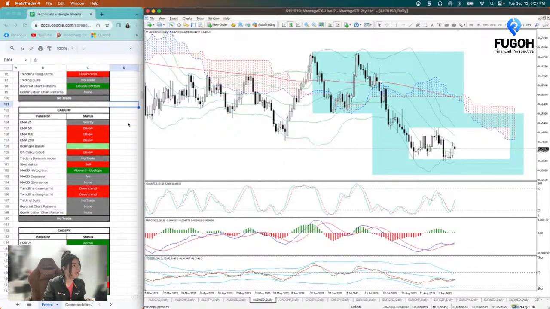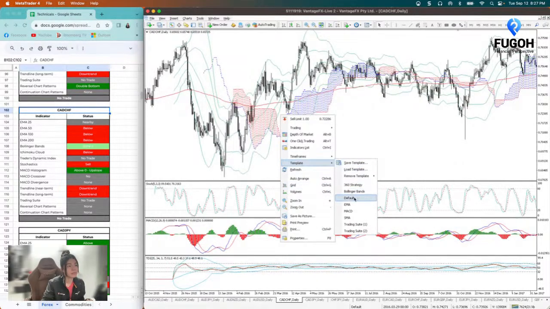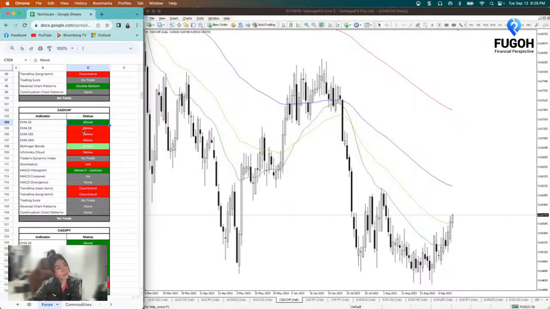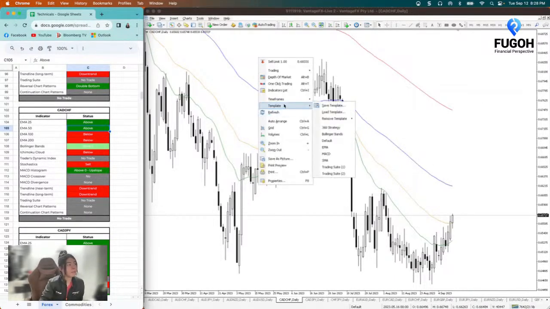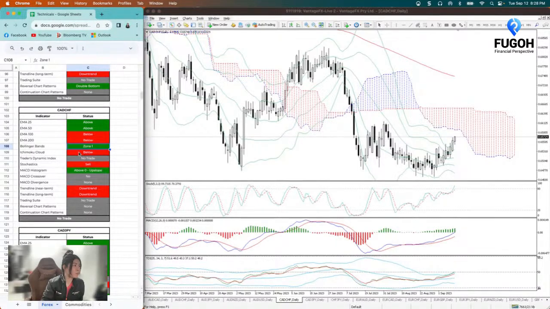All right, next pair, we have CAD Swiss franc. EMAs. For EMA 25, price is already above EMA 25, also above EMA 50. But for EMA 100 and 200, those are still way up there. So we have a strong signal that there is a correction on the lower time frame for this pair. Bollinger Band is in zone 1. So that's a strong upward movement.